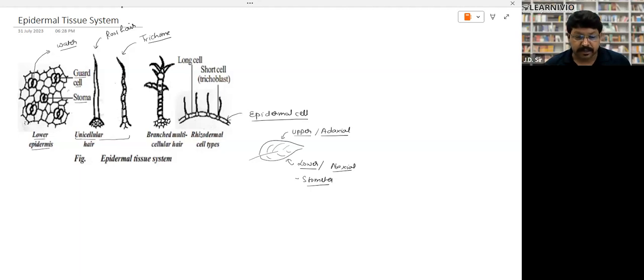Both upper and lower surfaces are made up of epidermal cells. Epidermal cells are elongated cells with a proper nucleus. The outer surface of these epidermal cells is covered by a waxy material. This waxy layer is called cuticle, and it is a wax substance or fat. Is that clear?